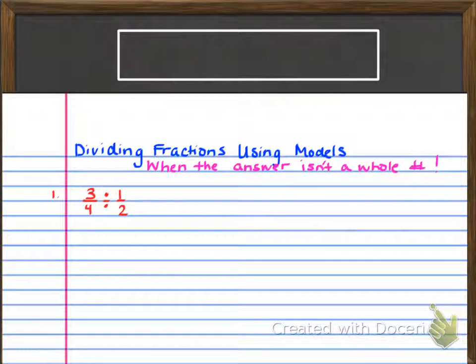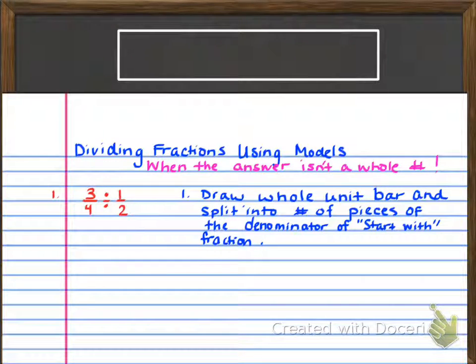What we're looking at here is division of fractions using models still, but we're looking at when the answer isn't a whole number, because it's not always going to work out nice and easy like it did in the last video. So let's go ahead and start with doing 3/4 divided by 1/2. Nice easy numbers, but the answer will not be a whole number.